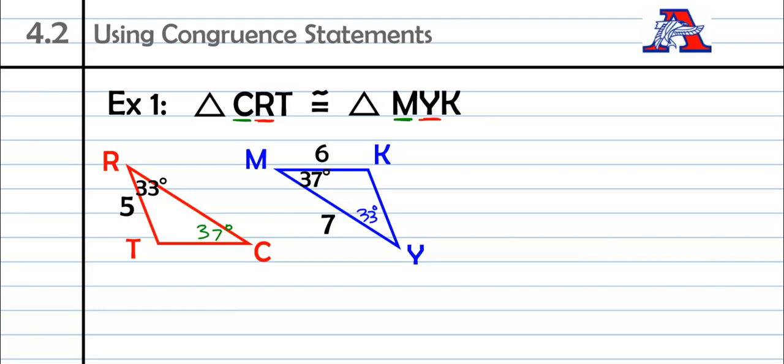Now T and K are congruent. We don't know what they are yet, but we can do that whole 180 minus 33 minus 37 thing. Show my work here. If all three angles should add to 180, take away the 33 we've already used, take away the 37 that we've used. And let's see, 33 and 37 is 70. And 180 minus 70 would be 110. So that means that angle T is 110 degrees and angle K is also 110 degrees.